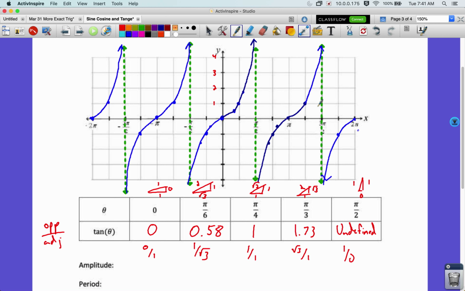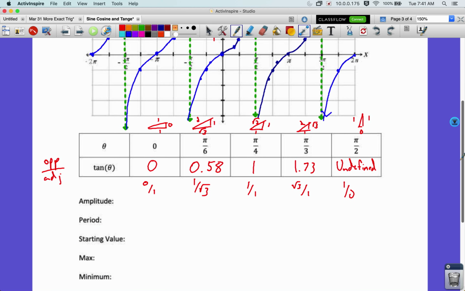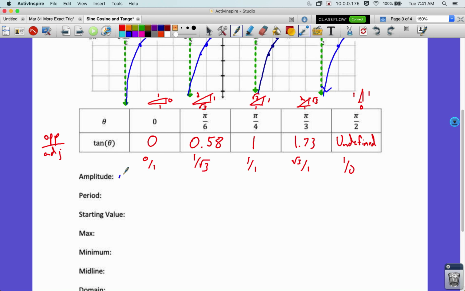So yeah, tangent, very different than sine and cosine. It has all of these asymptotes that it has to keep getting over, and that changes things. Amplitude is infinity now. The period is only pi. This repeats every pi units. Starting value 0, max, infinity, minimum, negative infinity. Midline, still y equals 0 for that one.